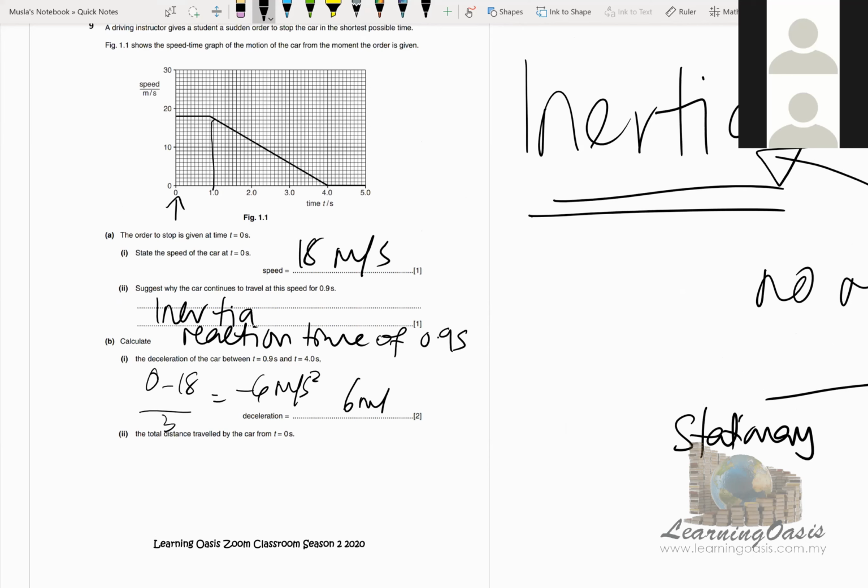Total distance traveled by the car from t equals 0. What shape is this? This is a trapezium, so half times 0.9 plus 4 times 18, right? That will give 9 times 4.9, which is 44 point something. Okay.